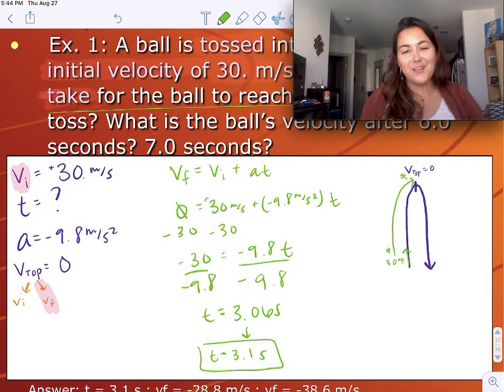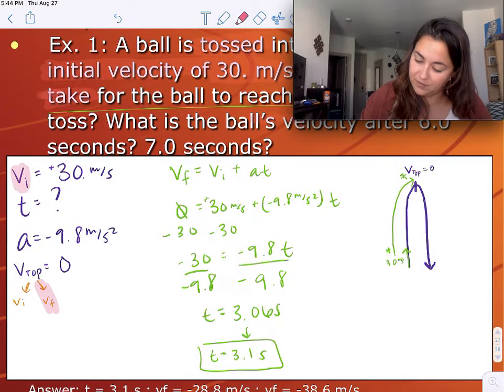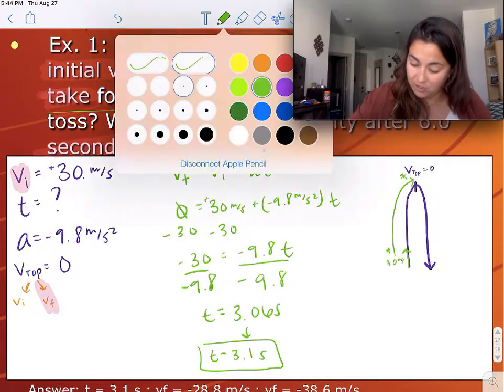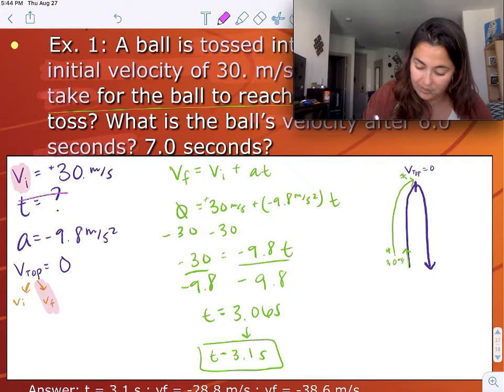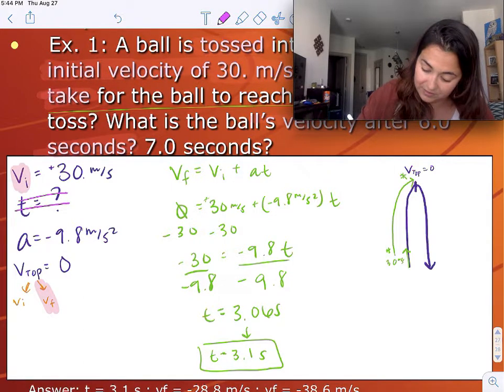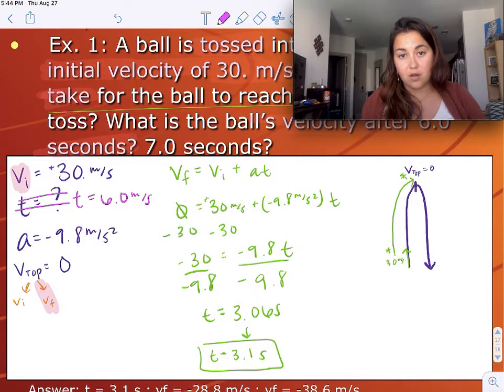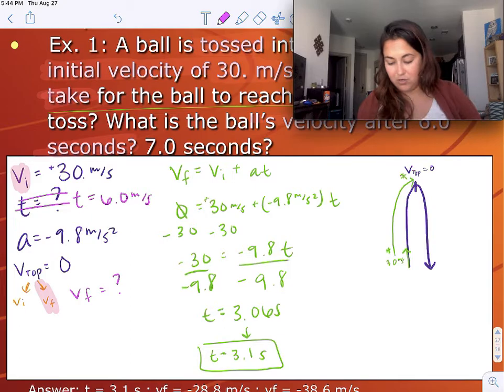Great, that's part 1. Part 2: what is the ball's velocity after 6 seconds? So now we have some new information. I'll write it down in a different color. Instead of looking for the time, we are given the time. The time in this case is going to be 6 seconds. And now we are looking for the new velocity of the ball, so the new velocity is going to be my question mark.